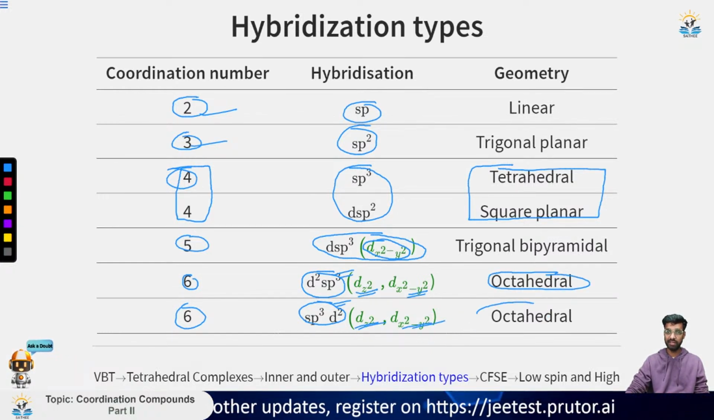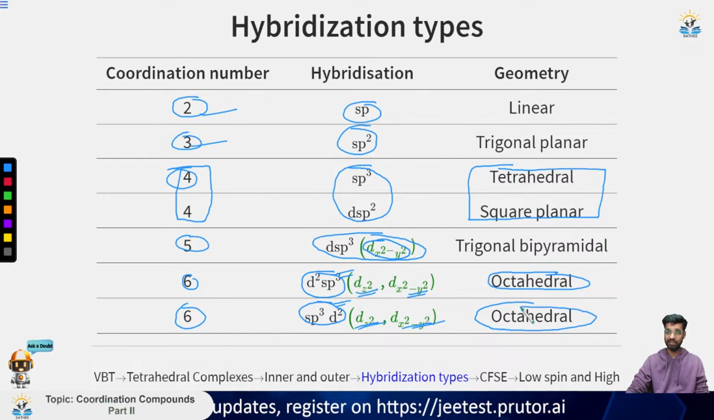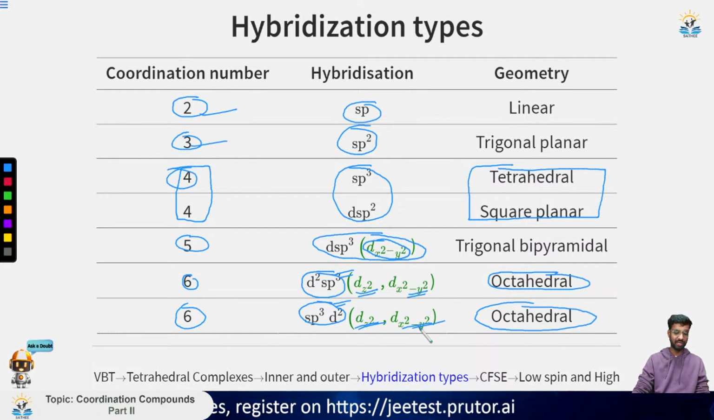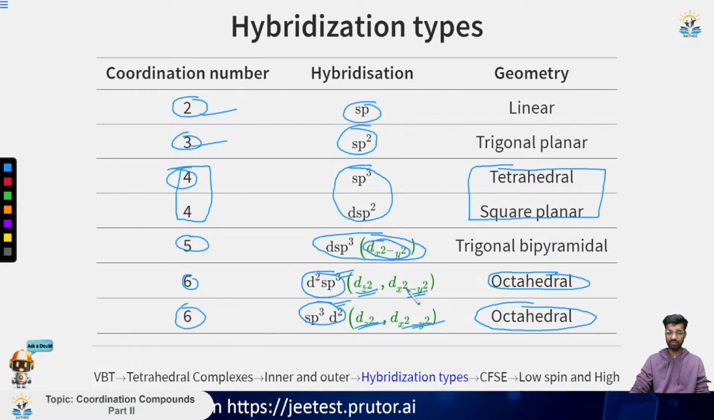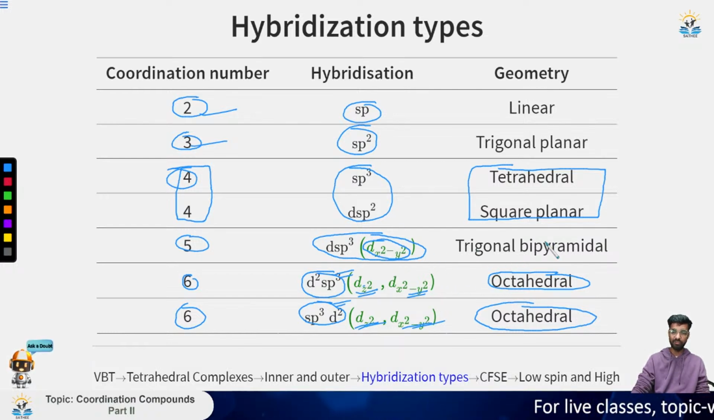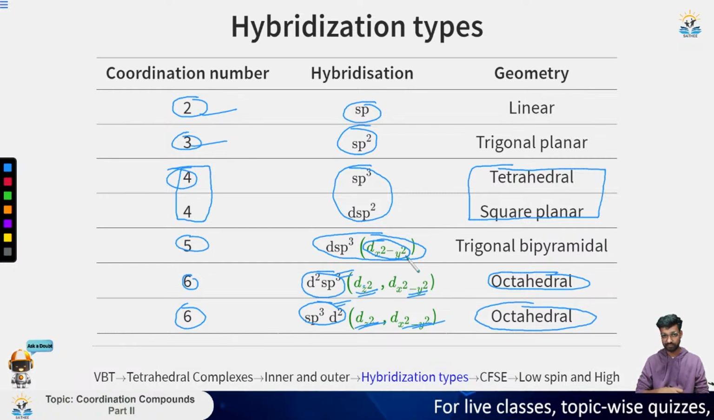So you can see very clearly one thing here, that it does not depend upon the electronic configuration, that whether this orbital will take part or this orbital will take part or any other orbital will take part. It depends wholly upon the structure. So if it is octahedral, then of course only dz square and dx square minus y square will participate. And if it is trigonal bipyramidal, then dz square will participate.